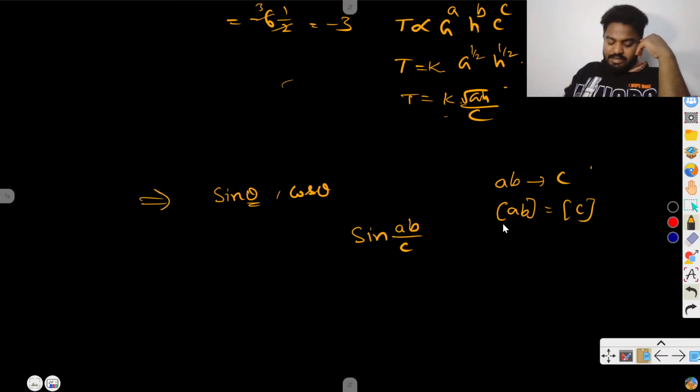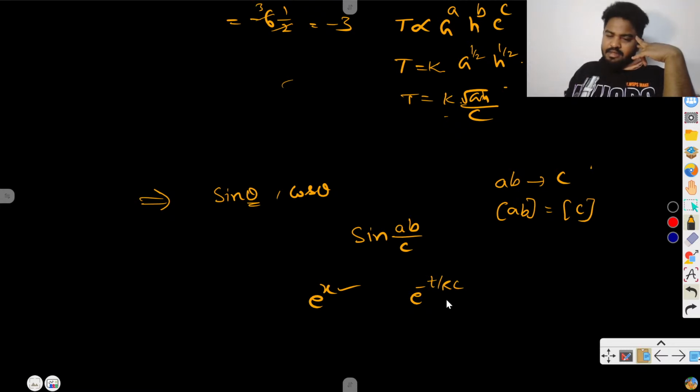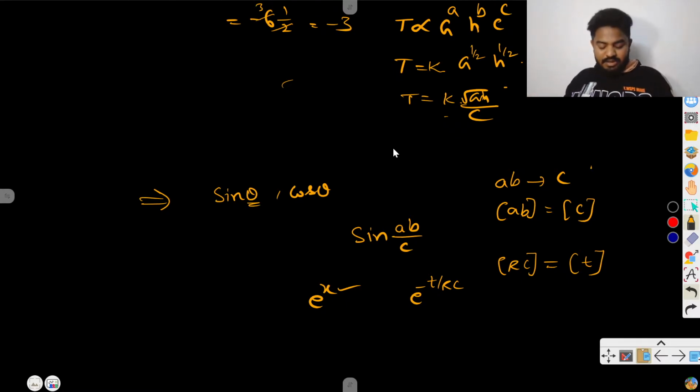And next, for example, exponentials, e to the power x. Exponential functions are dimensionless. So if e to the power x is there, x should be dimensionless. In some questions they give it like e to the power minus t by RC. That means whatever the dimension of RC is, it should be equal to the dimension of t. You make them equal and find out. So this is about units and dimensions.